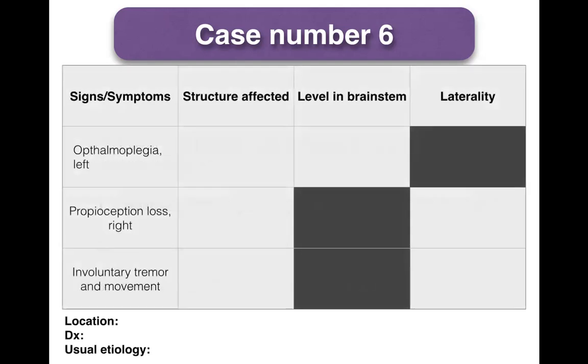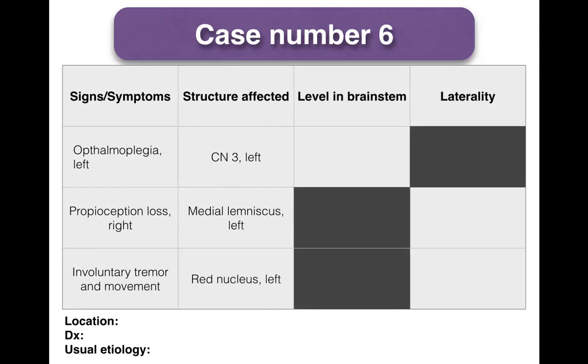So let's tabulate again. Ophthalmoplegia, the eyes are turned down and out, indicating predominance of the lateral rectus and superior oblique. This indicates dysfunction of cranial nerve number 3. Loss of conscious proprioception on the body indicates that the medial lemniscus is not working. Involuntary tremor and movement, well, this is attributed to the red nucleus, which I did not discuss today.